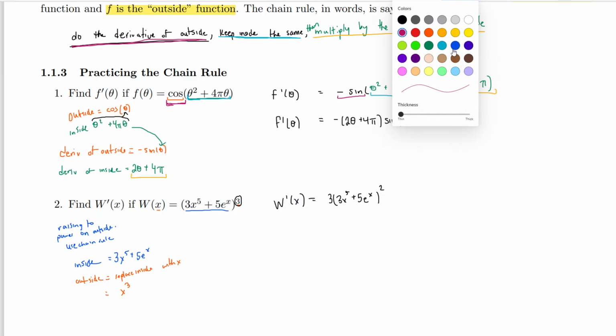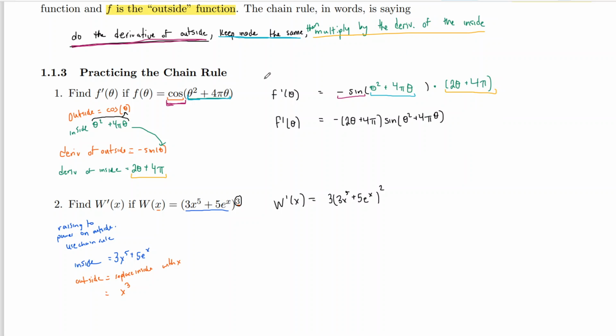All right, now what do we do on the side here? Because that's really the first part. Do the derivative of the outside, keep the inside the same. Now we multiply by the derivative of the inside. And this is what I mean by inline. It's up to you whether you want to do the derivative of the inside and just write it down. That's fine. What I like to do is I like to do the derivative of the inside very literally. So d over dx of the inside, 3x to the 5th plus 5e to the x.